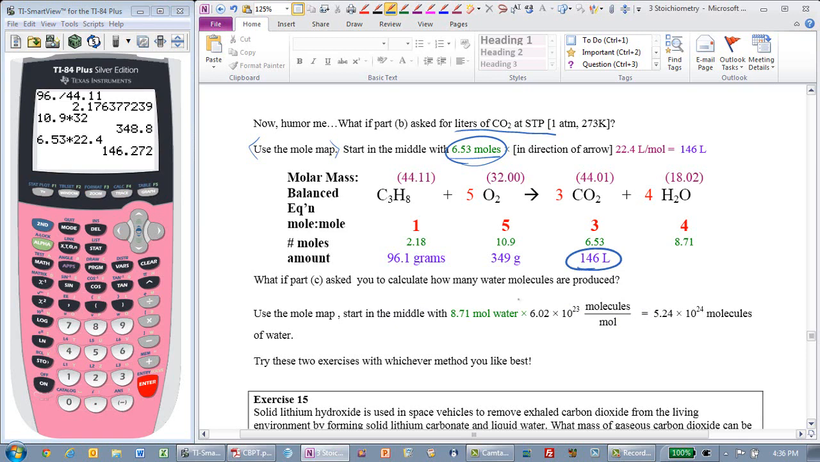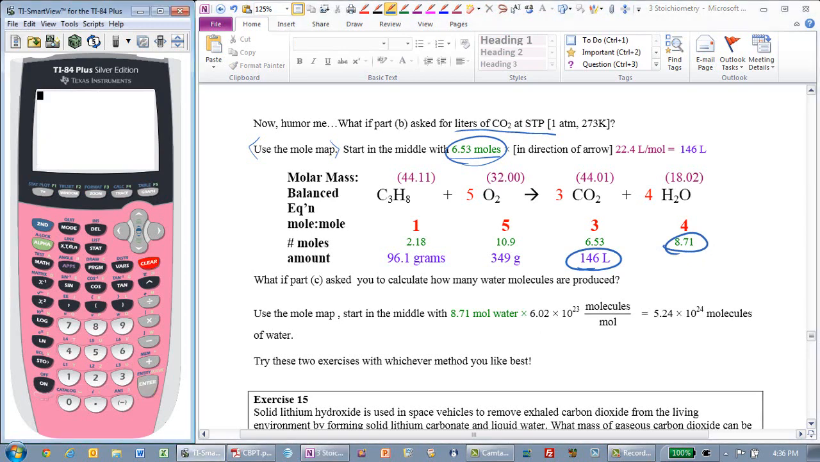And then what if I want to know water molecules? Well, I can take my 6.53 and I can also multiply that by 6.02, because I know they wanted molecules of water. I have 8.71 and I can multiply that by Avogadro's number.